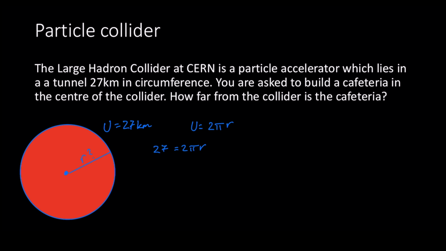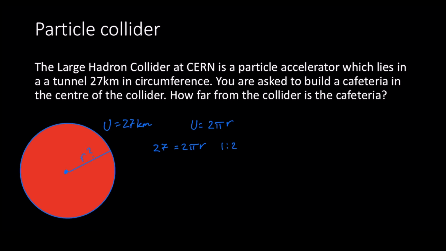Okay, we want to get rid of full numbers, so we divide by 2, get 27 over 2 equals pi r. So 13.5 equals pi r. We divide by pi, we get r equals 13.5 over pi. And then here you can use your calculator to get the actual answer. So, and this is in kilometers.